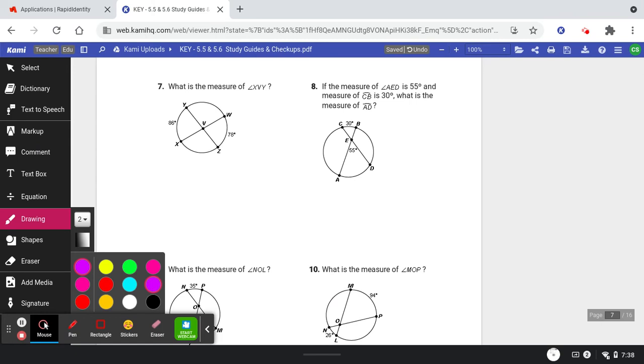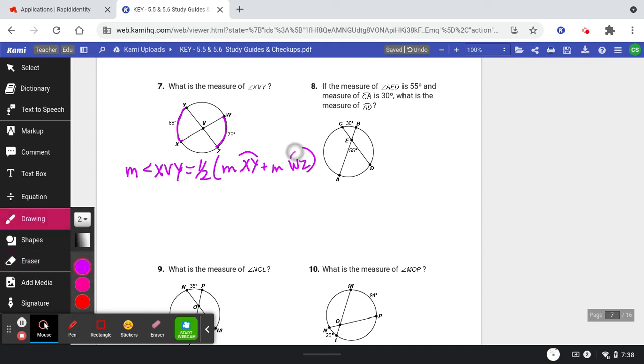Okay, now we've got the two chords that are intersecting at vertical angles here in the middle. So remember, this final rule goes like this. The measure of one of those vertical angles in the middle, so we're going to say XVY, is equal to half of the sum of minor arc XY, so that's right here, plus minor arc WZ. That's this guy right here. Again, make sure these definitely look like arcs.